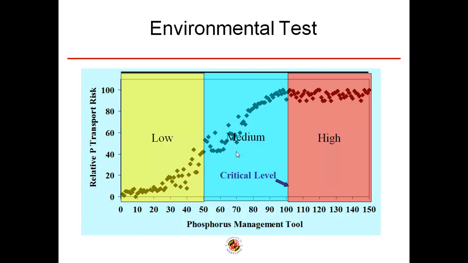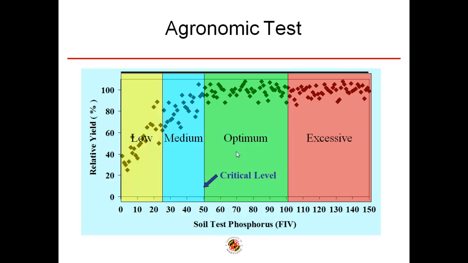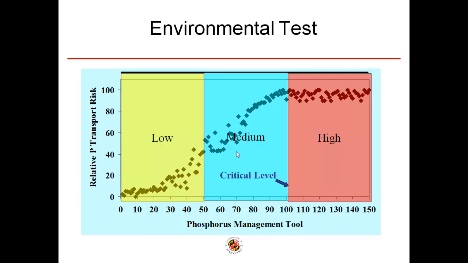This is what an environmental test looks like. Notice that the shapes of the curves are different. So we can't use an agronomic test like Mehlich-3 to guide phosphorus application because the shapes of these are different. All I've done is put the phosphorus management tool on the x-axis and the relative risk of phosphorus transport on the y-axis. It's an environmental test.